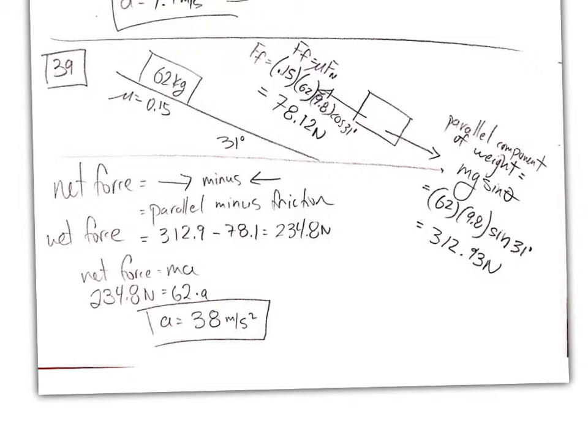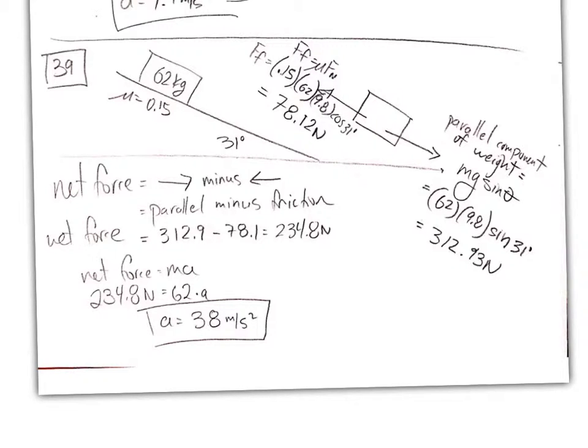Question 39. If the skier in example 6 were on a 31-degree downhill slope, what would be the magnitude of the acceleration? So, we have a skier, we have a slope at 31 degrees. Skiing, that's going to be fun. And here's our skier, our box skier. And within the question, we're told what the coefficient of friction is. So it is not a frictionless surface. This is what we do.